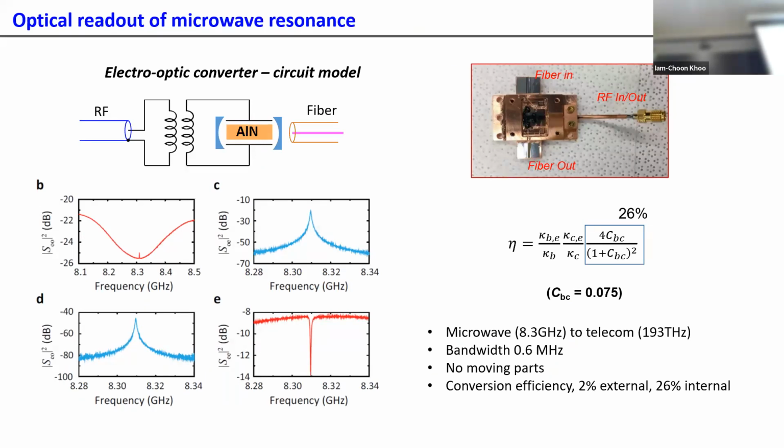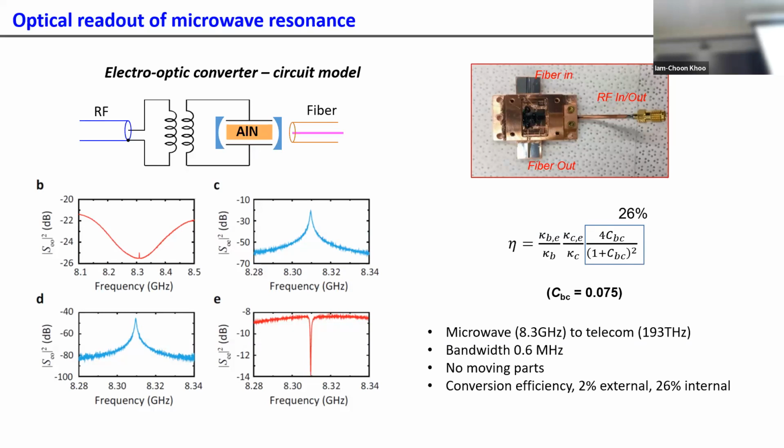In this specific device, my conversion efficiency internally is about 26% because I have a coupling loss. The waveguide conversion efficiency is about 2%. This 2% may sound small to you, but for us, it's a five-order improvement compared to previous work. And we are trying to make it much better.